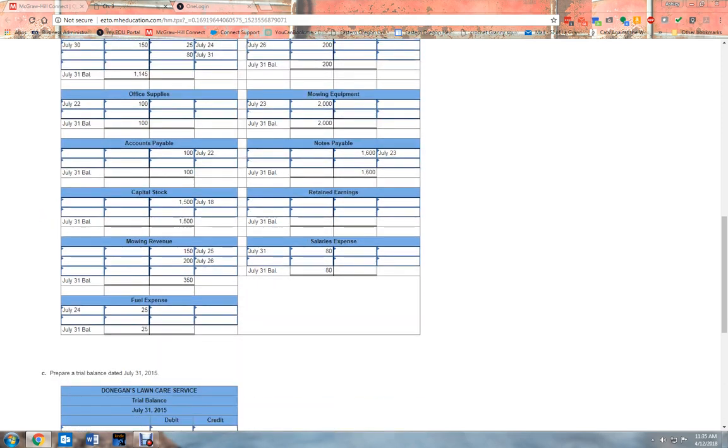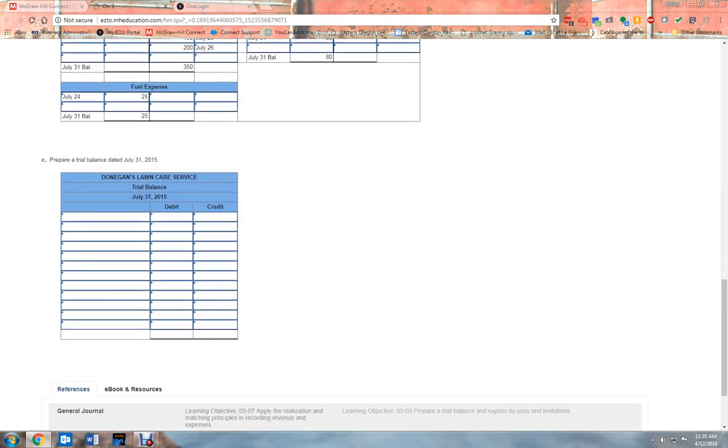Retained earnings would have come from a prior period, and therefore would have 0. Let's put it in the proper place. So retained earnings would normally carry a credit balance, and therefore we'll put 0 in there. So you are done with posting to the ledger.